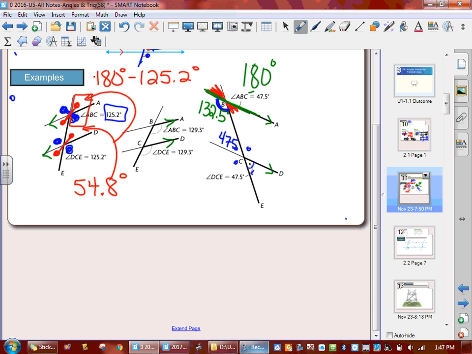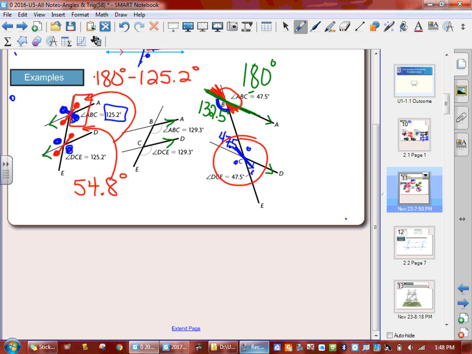Then you've got the guys across, the bigger ones. They're going to be 132.5. So just knowing one of them, you can find the other 7 angles. Yes, there's 7 of them. Because we've got 3 up here, 3 other angles, and we've got 4 down here. So once you know one of them, you can find 7 others. All right, let's try a few more examples here.